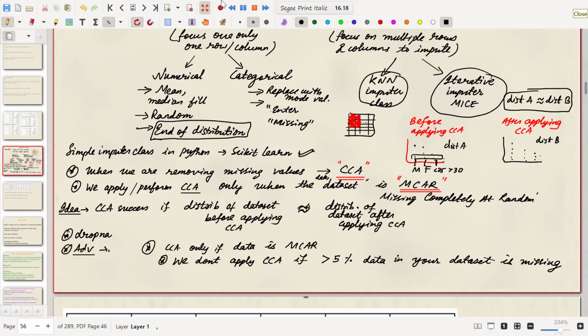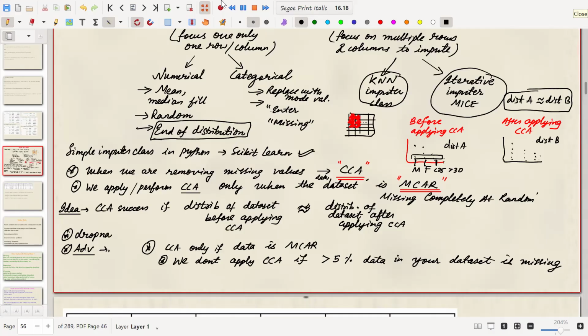So now you know what CCA is, and now you know when to apply CCA. I hope that is a bit clear. So now we know when to apply CCA, what CCA is, and what MCAR, missing completely at random, is. And I hope you understood the logic behind it. That's what is more important. The logic behind it is more important.